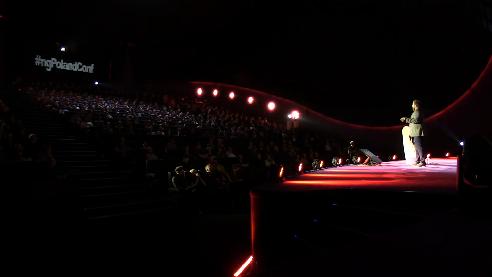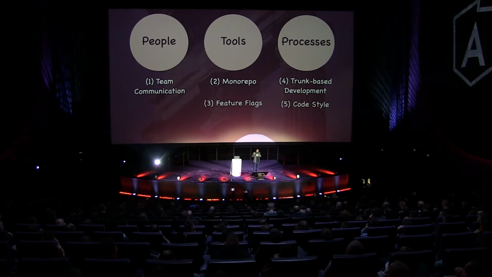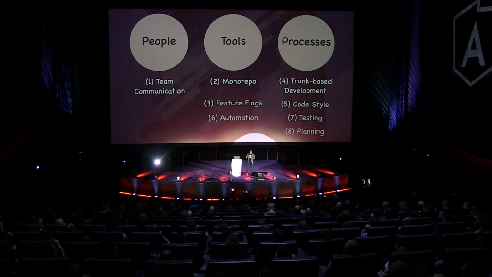So that, I think, is based on 3 pillars: the people, the tools, and the processes. I'm not going to touch a lot on people, but there's a few things I want to touch on there. So team communication is there. And I'm going to talk about tools like monorepo, feature flags, and code automation. I'm going to talk about processes such as trunk-based development, code styles, testing, and planning.